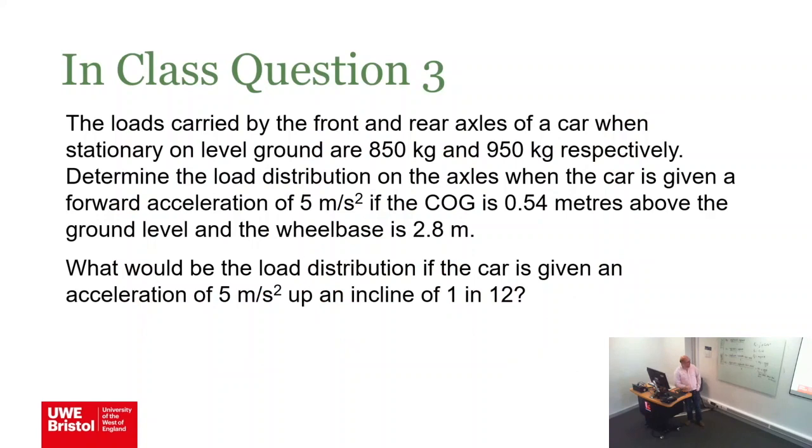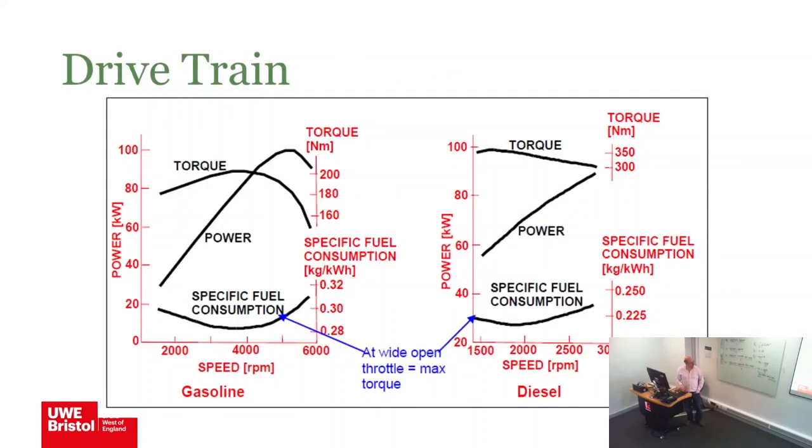So we've covered these normal loads, now we'll just have a look at tractive forces. These are power and torque and BSFC graphs. BSFC is brake specific fuel consumption, for a typical gasoline engine, gasoline meaning petrol, and a typical diesel engine. So we've got spark ignition and compression ignition, SI and CI are the other terms used. And you can see that we've got slightly different shapes of graphs.